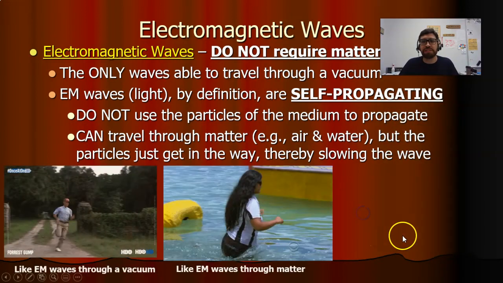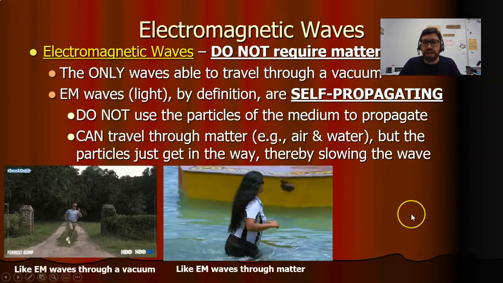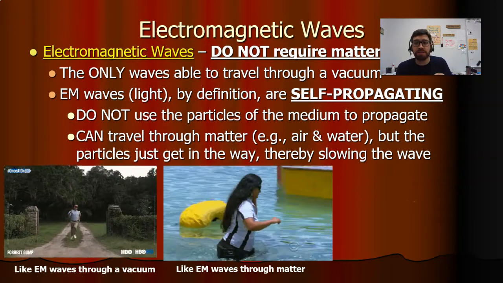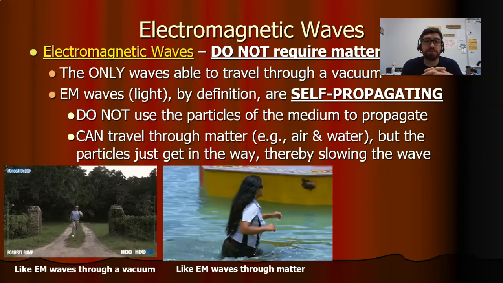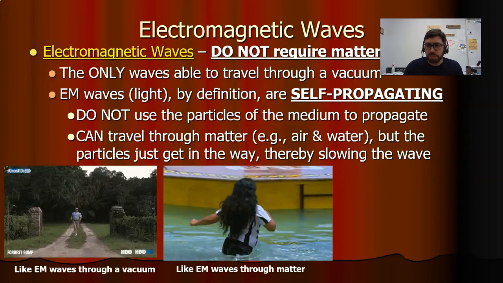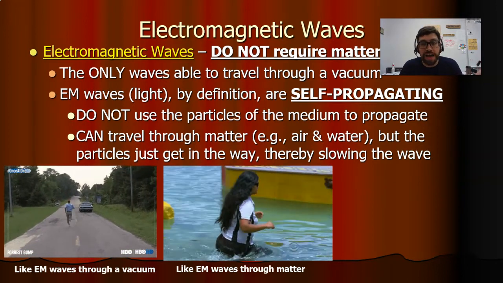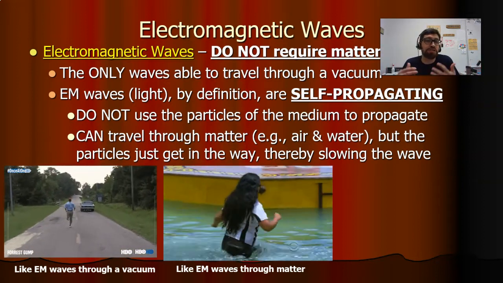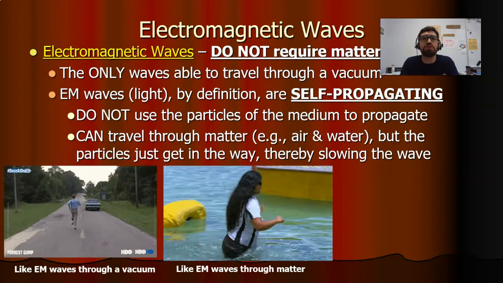And I like to illustrate that in this way. Light waves or electromagnetic waves going through a vacuum versus electromagnetic waves going through water is very similar to running in air and then trying to wade in water. You can see the GIF of the woman on the right. That's about as fast as you can wade through water, because all of those molecules get in the way. And imagine that she is the electromagnetic wave. She is self-propagating. She's moving herself.